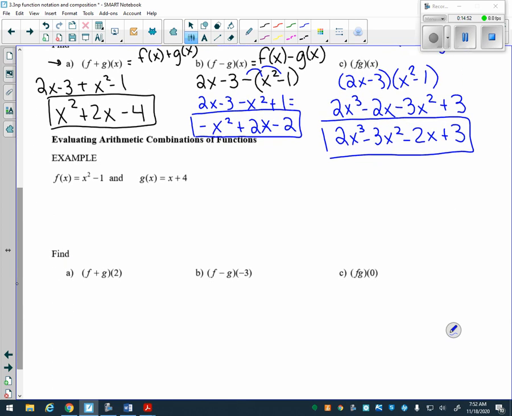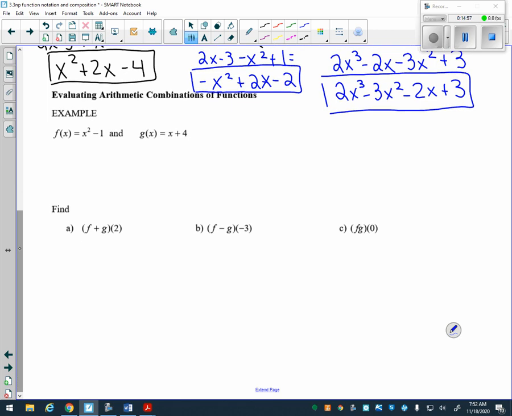Then if it says evaluating, when it says evaluating, you're given a numerical value, okay? The same thing applies in terms of f of x plus g of x. However, now it's going to look like f of 2 plus g of 2. So that means you evaluate f of 2 first and g of 2, then you add them together.